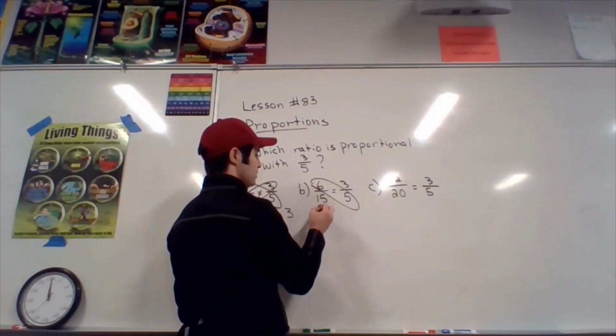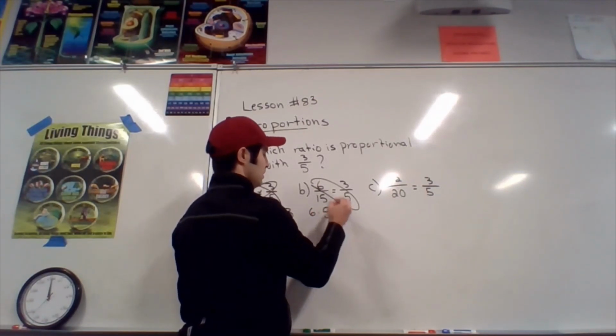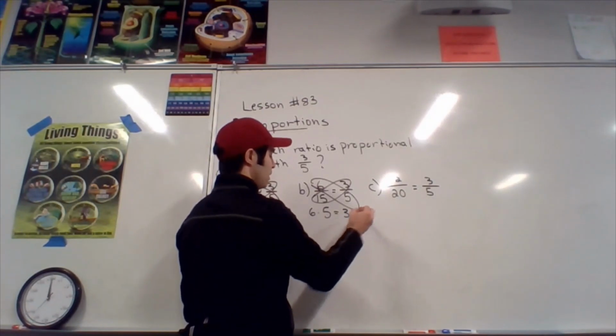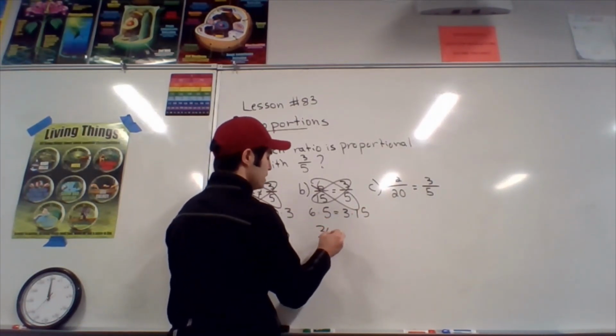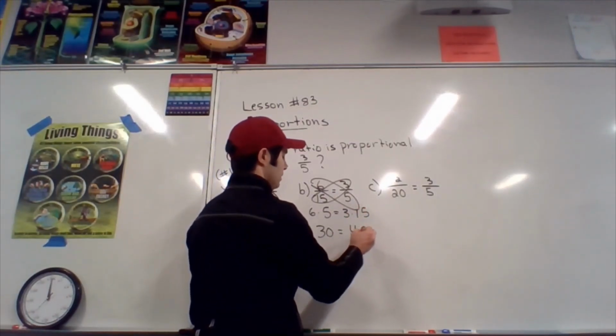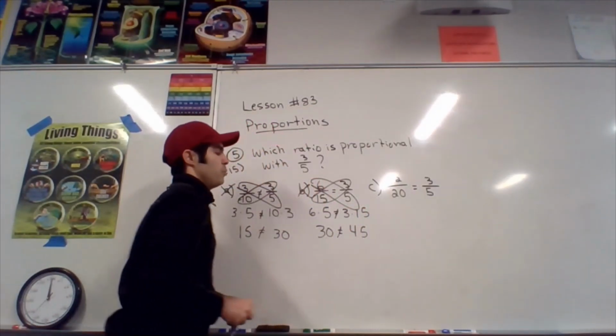Let's see if this one works. 6 times 5. Does that equal 3 times 15? Are the cross products equal? 6 times 5 is 30. 3 times 15 is going to be 45. No, no, no. Not proportional.